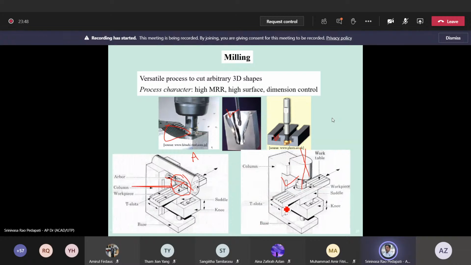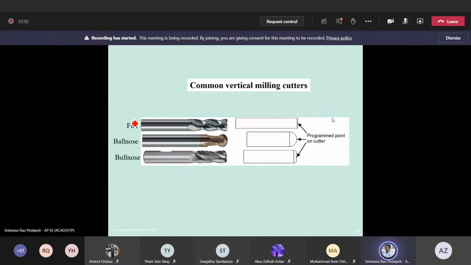Whereas this one is vertical. In the vertical types we have different cutters, like the flat flute milling cutter, which looks like our drilling bit. This is exactly like a drilling bit, but it is not. This is straight here. It is having a semi-circular or hemispherical end.